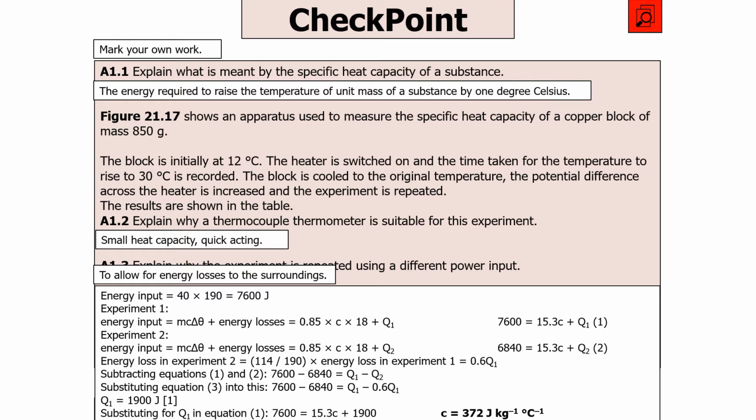We can then sub that into the previous equations, and therefore we can work out Q1 to be 1,900 joules. So therefore when you pop it into the equation for 1, we will say 7,600 equals 15.3 C plus 1,900, we get 372 joules per kilogram per degree Celsius.